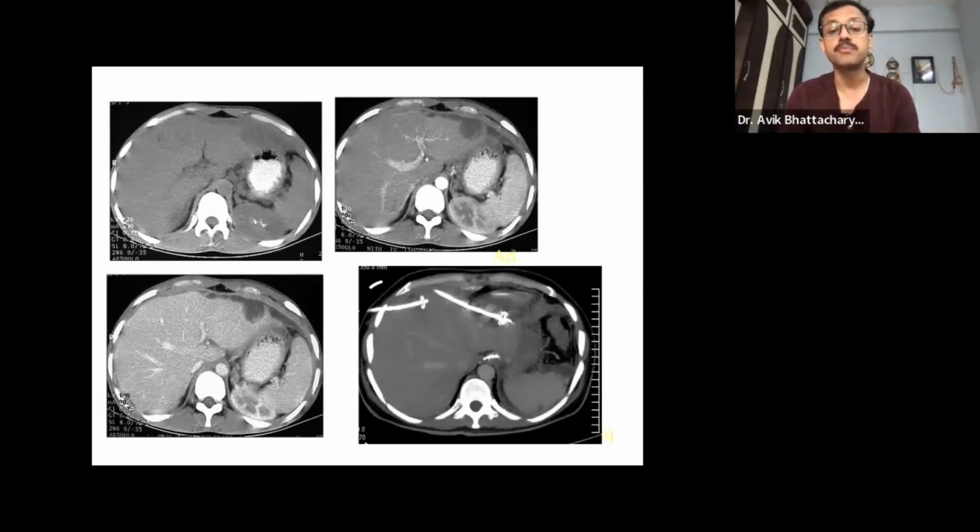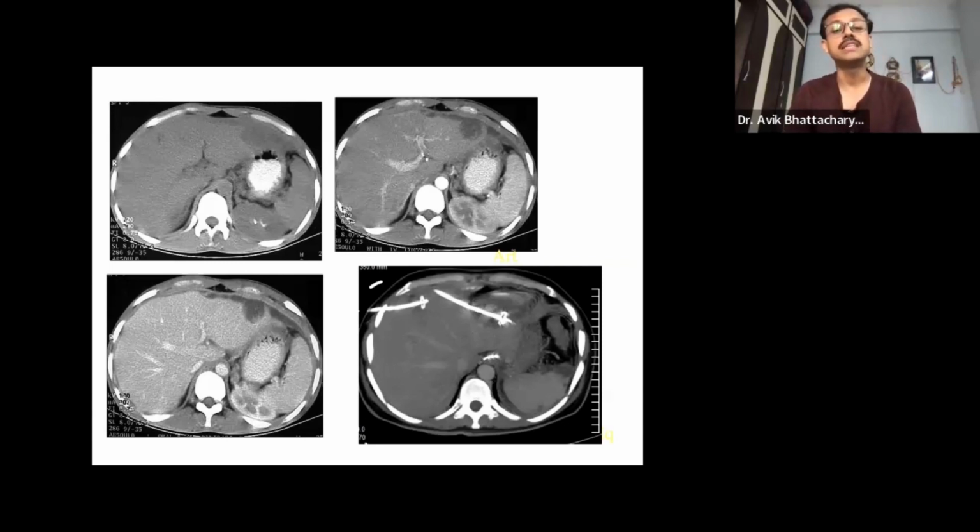You could appreciate a hypodense, hypo-enhancing lesion in the left lobe of the liver, which is situated at the periphery with a breach in the overlying cortex or overlying capsule of the liver. So the lesion has ruptured into the perihepatic space, and there is some perihepatic collection alongside the left lobe of the liver.